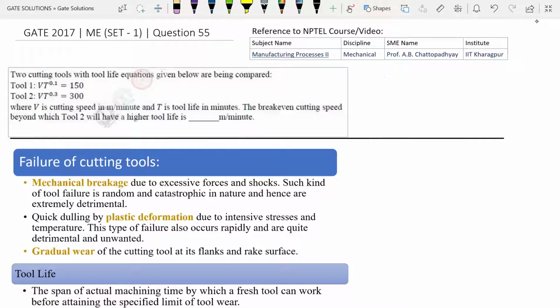To solve this question, one can refer to the NPTEL course video lecture, which is mentioned over the right top corner.